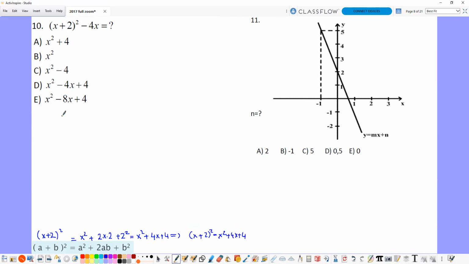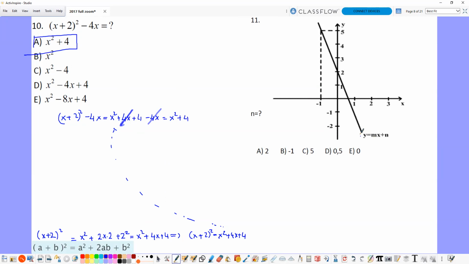With respect to that one, x plus 2 squared minus 4x is going to be equal to, here x plus 2 squared, I found that that's equal to x squared plus 4x plus 4, minus 4x. Here you see that 4x and minus 4x have different signs, so you are going to simplify them, which gives x squared plus 4, which is the answer A.